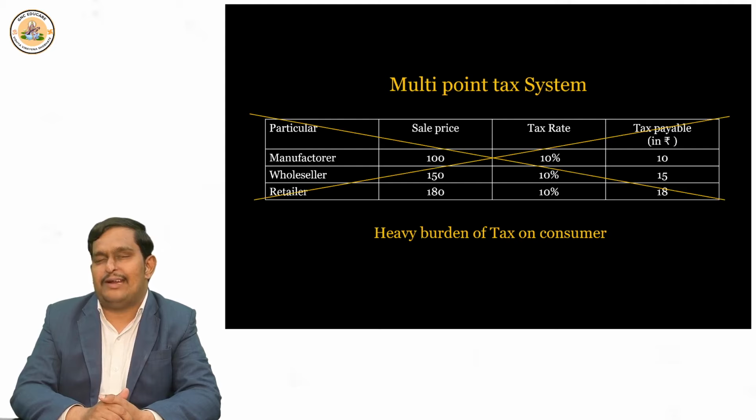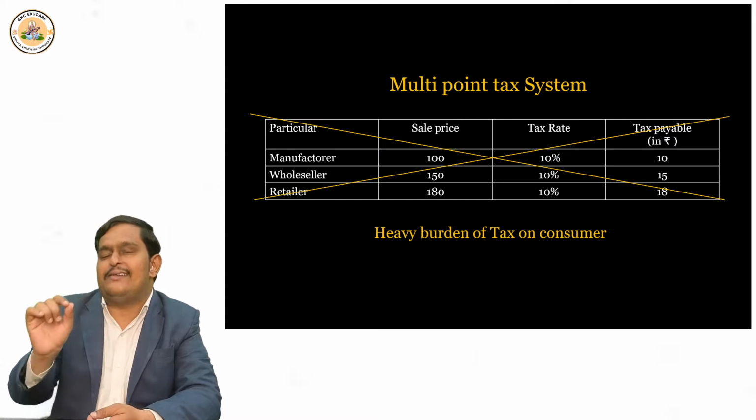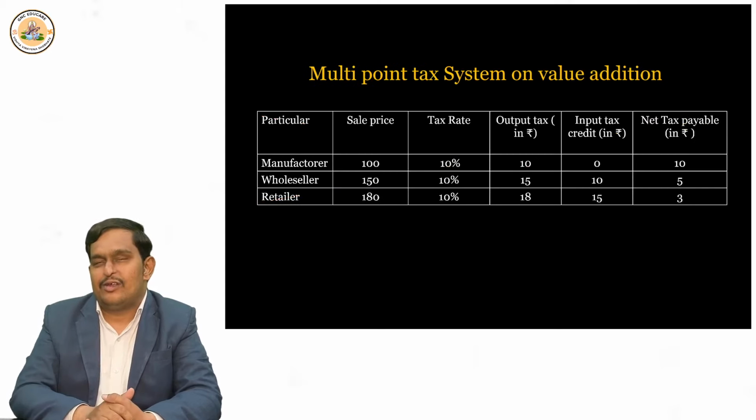But this system has an advantage. Government is very happy. At every stage, government is getting some money. So what government said, let us not trouble the people. Let us implement the same multi-point tax system, but only on the value addition.